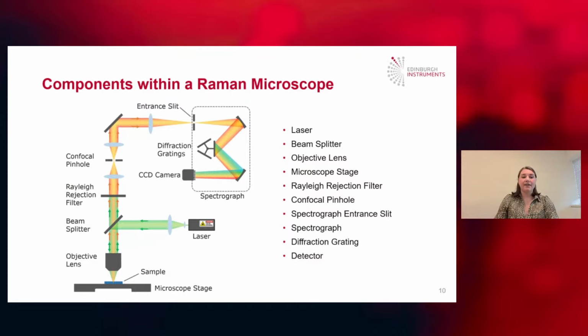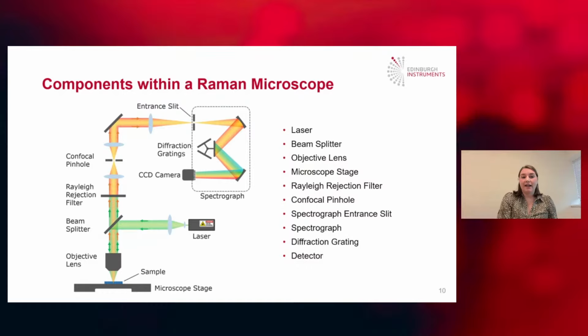The scattered light then travels back up through the microscope through a Rayleigh rejection filter. This filters out any elastic scattering and only leaves your Raman scattering of interest. In our systems, they're both truly confocal. So this then travels through a confocal pinhole, which the width can be adjusted to control the spatial resolution.